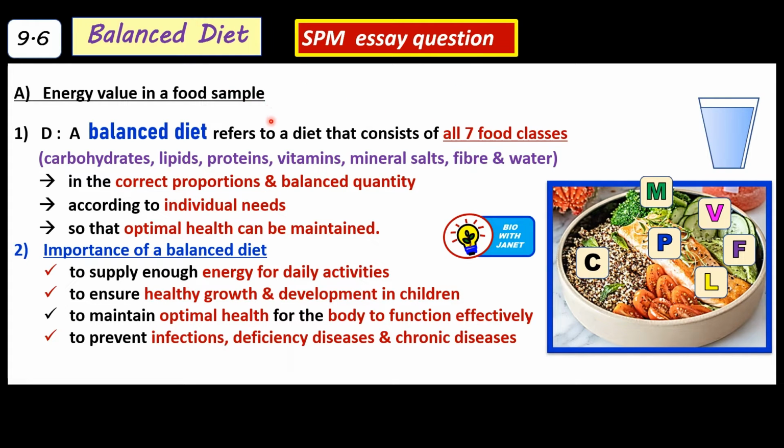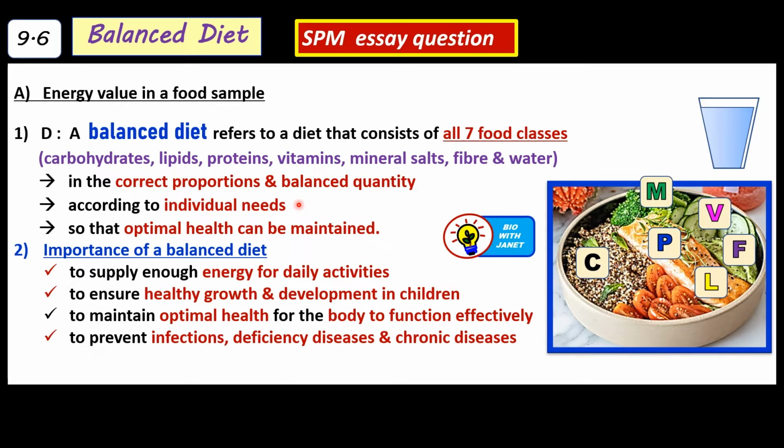Now, energy value in a food sample. First, we have to be able to define a balanced diet. It refers to a diet that consists of all the 7 food classes: carbohydrates, lipids, proteins, vitamins, minerals, salts, fiber, and water, as shown here. In the correct proportions and balanced quantity. That means not too little or not too much, according to individual needs.